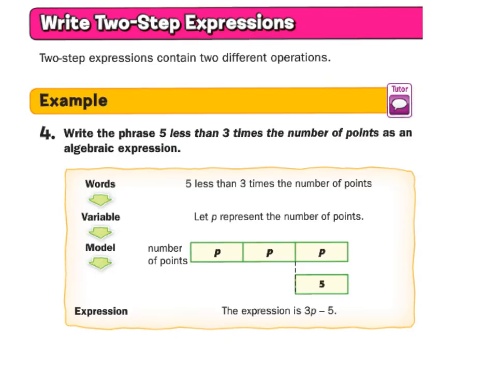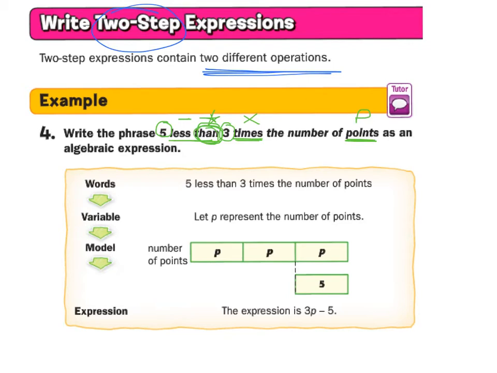Now we're going to have two-step expressions, meaning that we have two different operations inside of it. We're going to follow our same procedure and watch out for that special word than that can mess us up. So I see we have 5 less than, so that's a danger right there. We know we have to go in reverse. 3 times, this one means subtraction over there. The number of points as an algebraic expression. So I'm going to use P for points. So because I have the than, I have to write it in reverse.